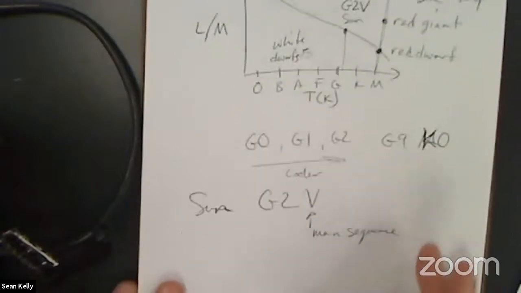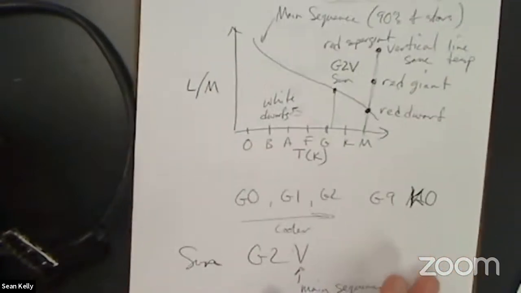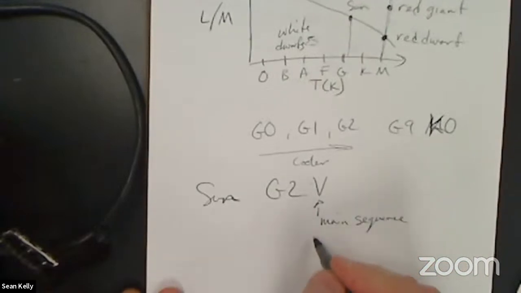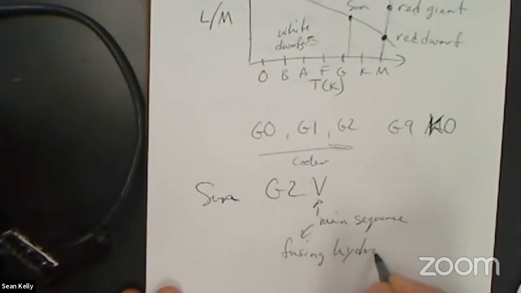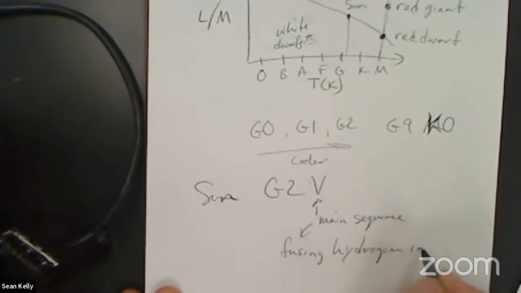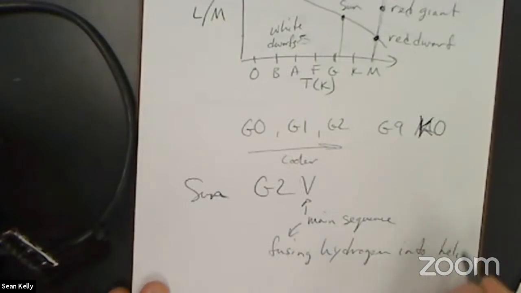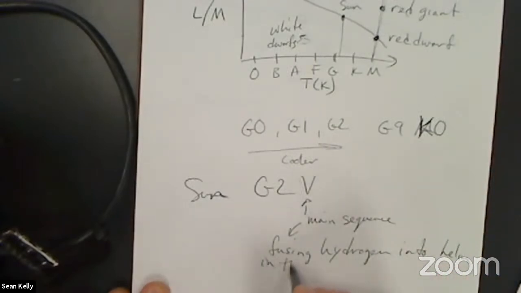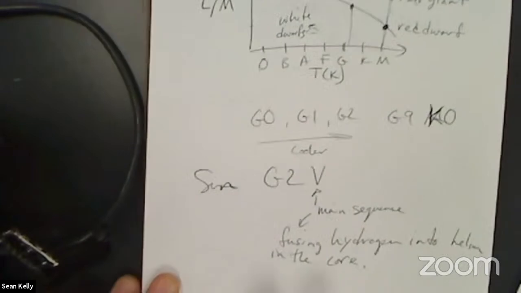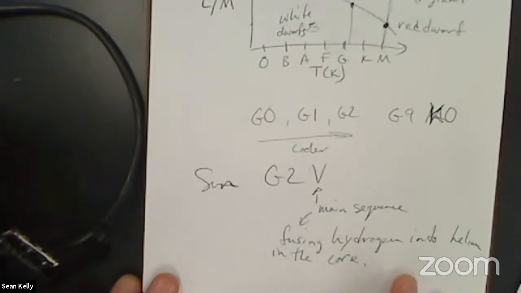So here's the deal. You already learned this, but why is a main sequence star a main sequence star? Let me remind you, it is fusing hydrogen into helium in the core. All stars do that. Every star does that when they start.